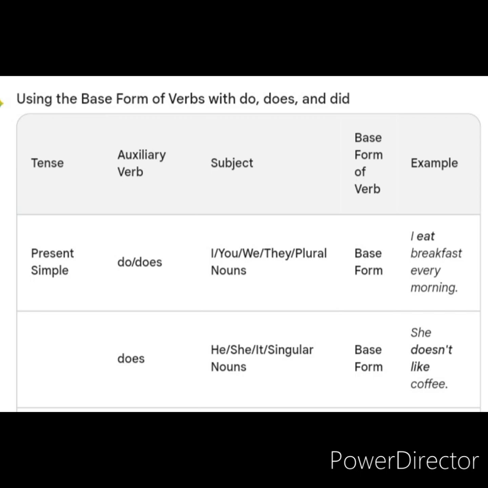For the auxiliary verb does, we use subject he, she, it in singular noun forms. The verb is in base form. Example, she doesn't like coffee.